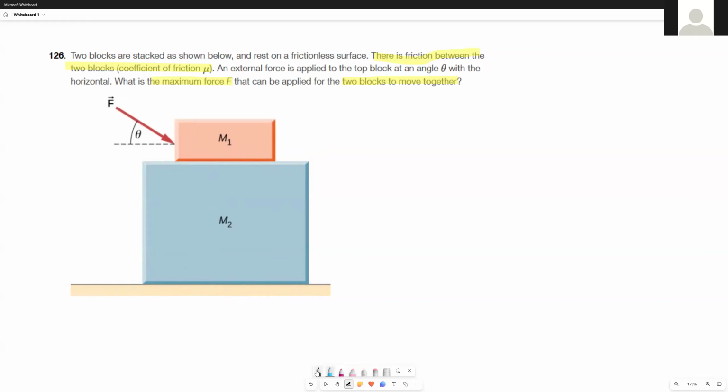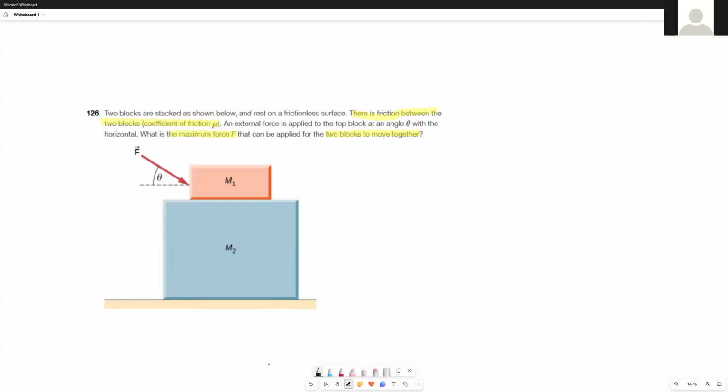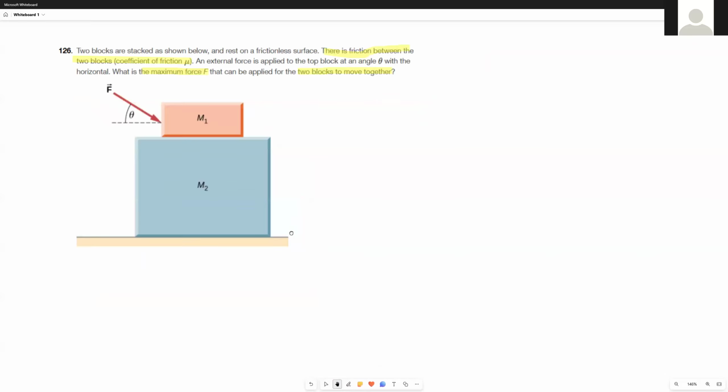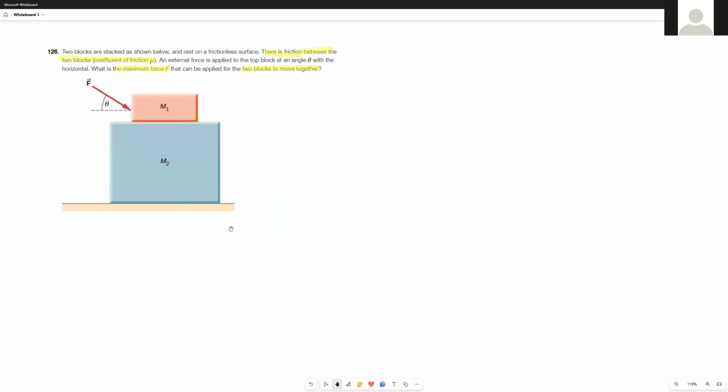Most of the time, guys, whenever there are two objects and the problem is asking for the acceleration, for example, the acceleration of the system, you would go for the free body diagram of the whole system, and you ignore the internal forces. Let's see if that strategy is going to help us for this problem.